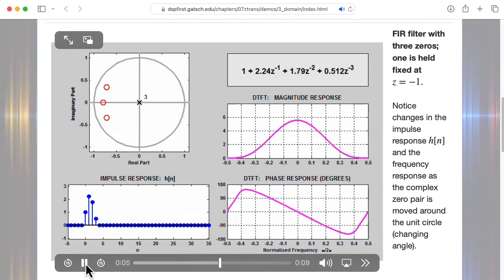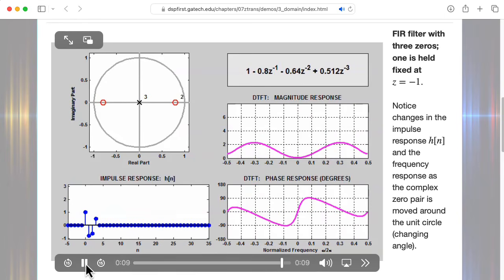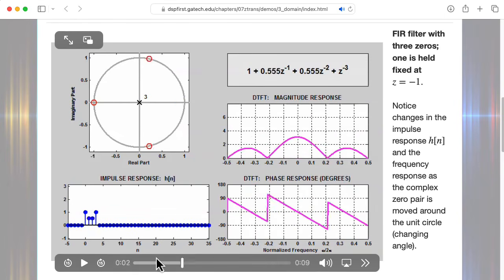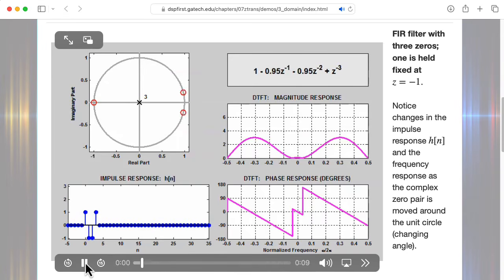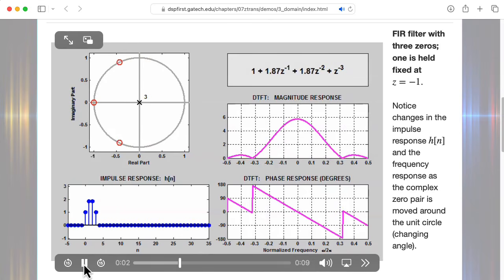They come in like this. They then split off again, and then go back around the other direction. Let's see what it looks like at some of the particular points. Okay, that's what it looks like there. You can see that there's a lot being passed at DC because this point here is furthest from those zeros.